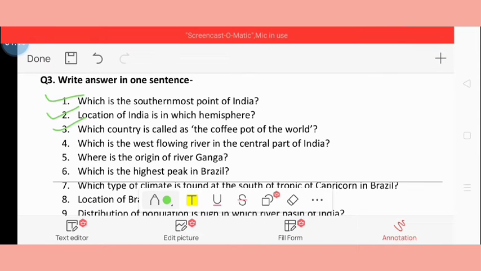Fourth question, which is the west flowing river in the central part of India? The west flowing river in the central part of India is the Narmada river.